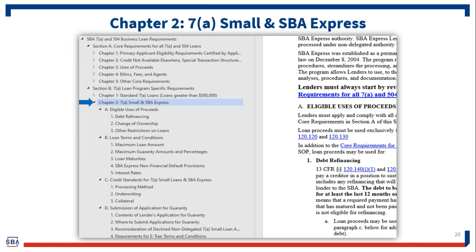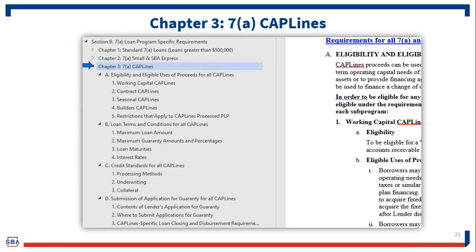This is the 7A Small and SBA Express chapter. Each delivery method chapter follows the same format as outlined in the previous slide. There are 4 types of cap lines: working capital, contract, seasonal, and builders. Due to the differences in eligibility requirements for each type of cap line, we gave each cap line its own eligibility section.